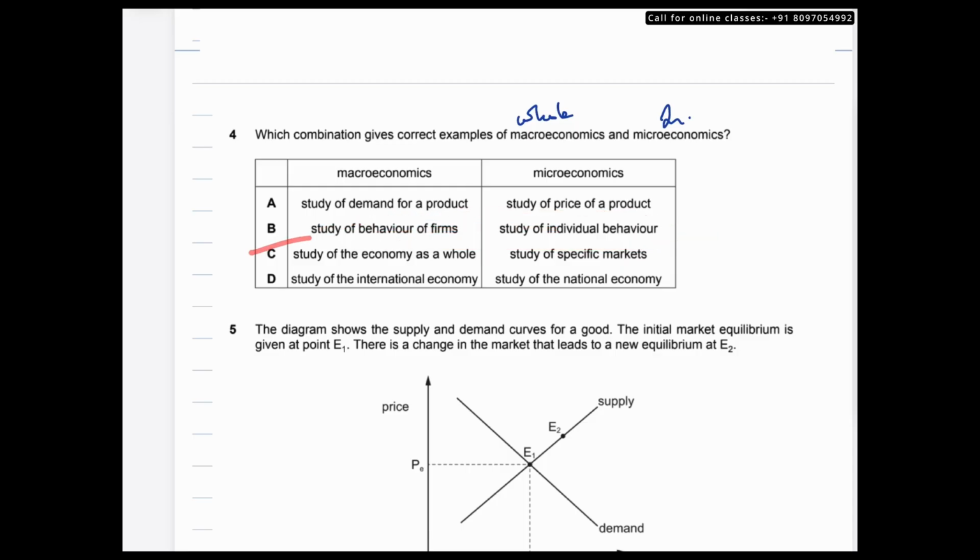This we've already spoken about. This is macro and this here is micro. Likewise, study of international economy and study of national economy. So international trade, national economy would entail studying GDP or GNI. They both are macroeconomic in nature. So again, not the correct option. Moving on to question number 5.